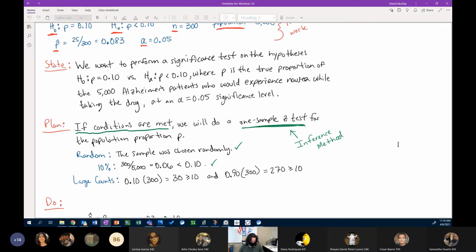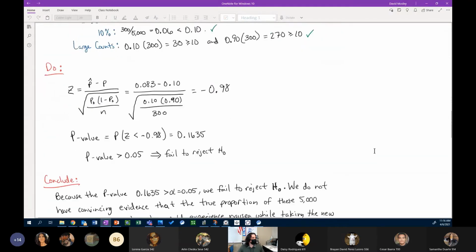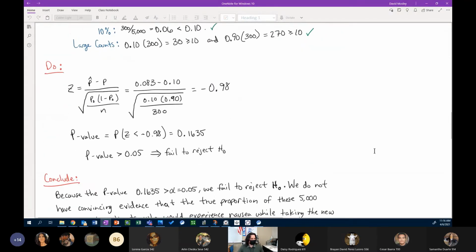Lastly, the large counts condition: 0.1 times 300 is 30, which is greater than 10, and 0.9 times 300 is 270, which is greater than or equal to 10. Large counts is satisfied, we're good to go. So the planning step is done. So now we do the math. We do our calculations.